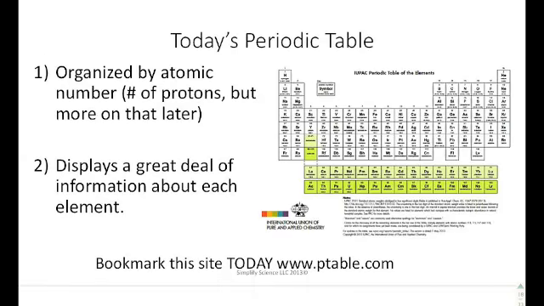Now, today's periodic table is organized by atomic number. Okay, so it starts at 1, and it goes 1, 2, and then it starts over, and it goes 3, and it goes 4, 5, 6, 7, 8, 9, 10. And so the numbers go across in terms of atomic number. The periodic table displays a great deal of information. If you just look at its general shape, the way that it's organized, it shows you a lot about those particular elements. And we will spend a lot of time going over the periodic trends and those sorts of things that go along with the periodic table.